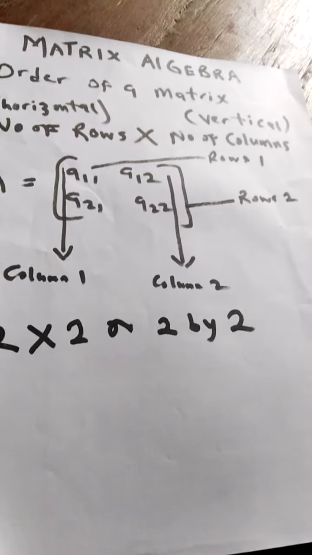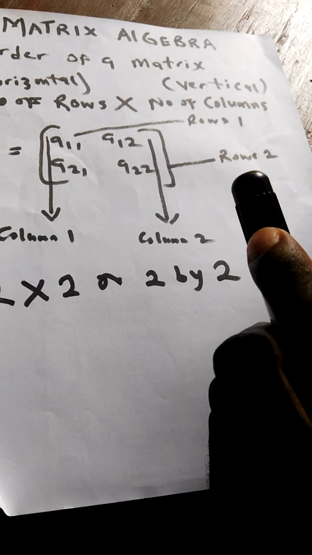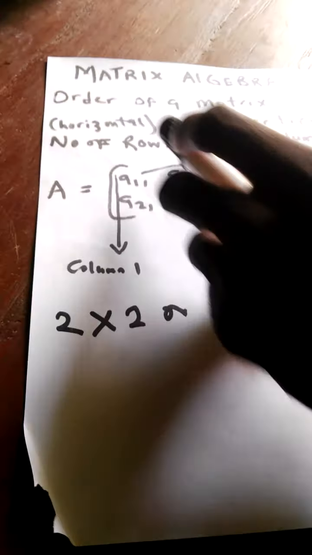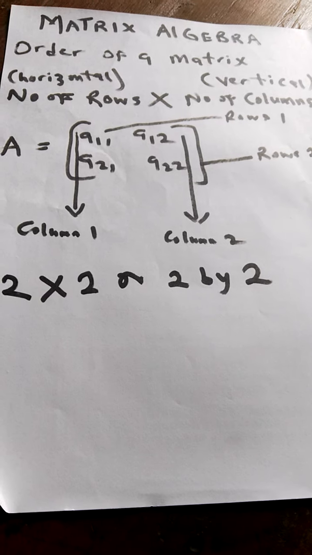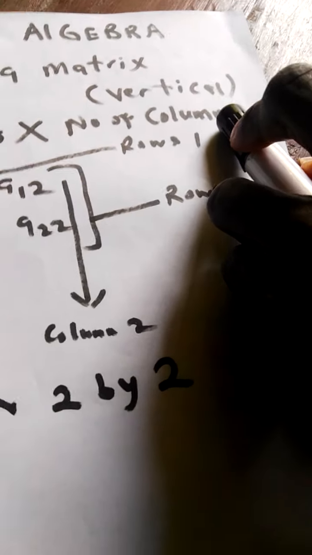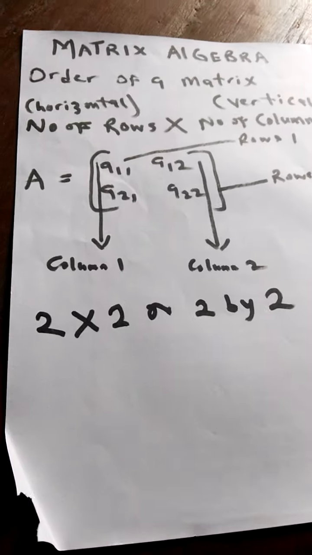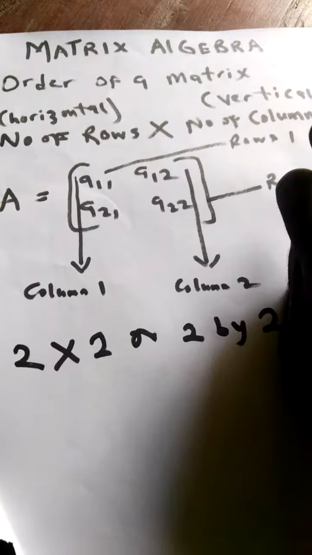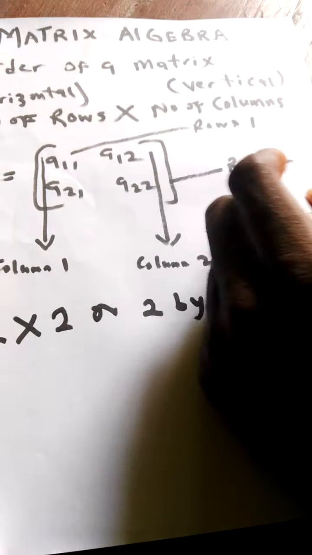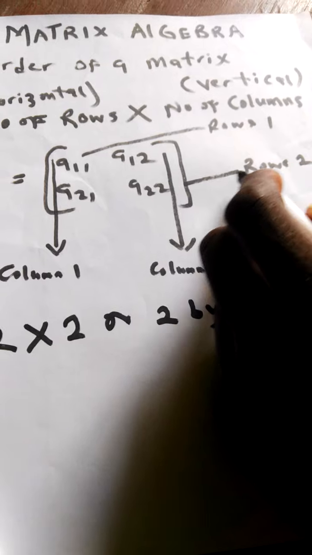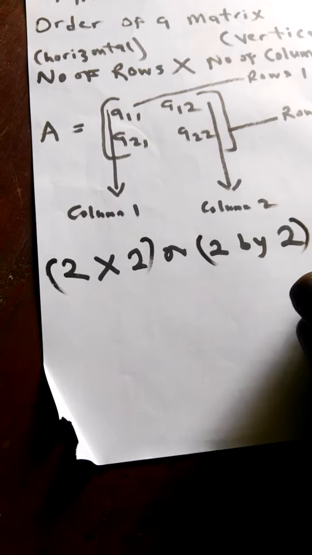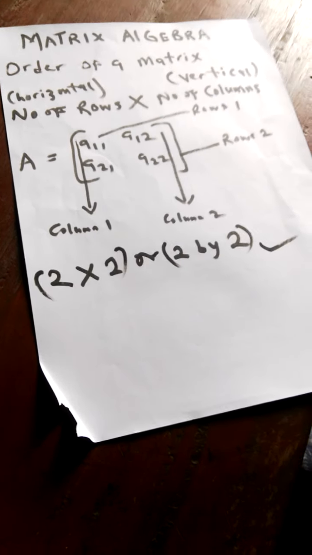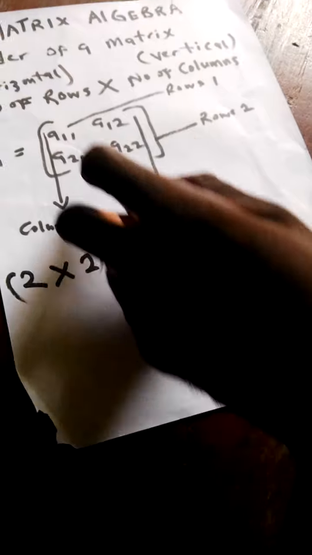Now, note, put this at the back of your mind: anytime you look for the order of a matrix, the number of rows comes first, followed by the number of columns. Because if you do it the other way around, you will not get the answer. If you use columns times rows, it will be wrong. It is always the number of rows times the number of columns, and you must follow it orderly. The matrix has 2 rows and 2 columns, so the order of this given matrix A is 2 by 2.